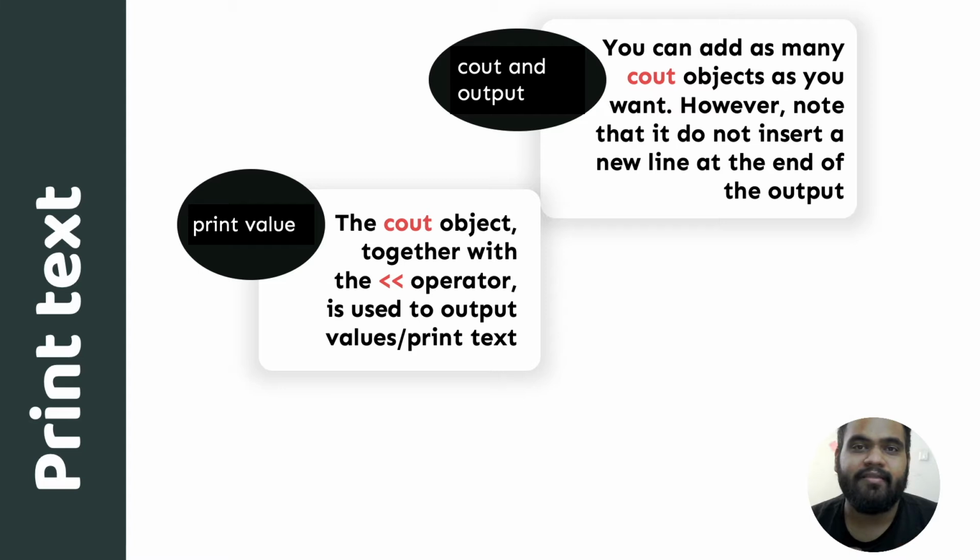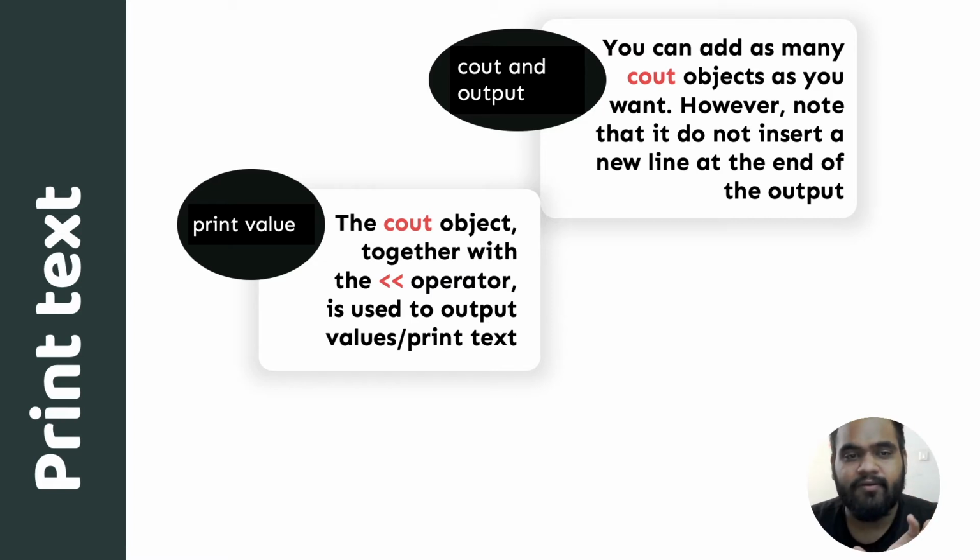Okay, so in order to get the output, we have something in C++ which is known as cout. cout is an object basically which is used to print out or to display something on the screen. Now if I go by definition, the cout object together with the double less-than sign operator is used to output values or print text. This operator allows C++ to know that this is an inbuilt C++ function. Otherwise, in case you write cout anywhere else, it would look like just simple text, or probably an error would be generated.